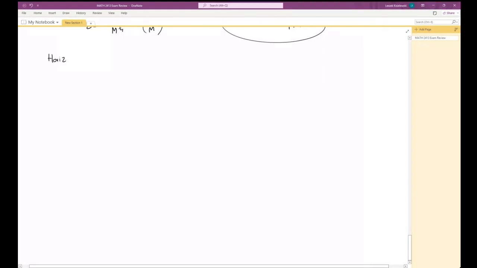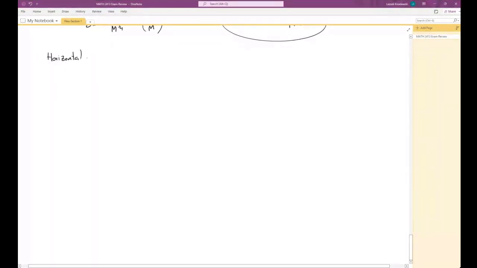All right, horizontal asymptotes. The note from the coordinator of 2413 said it's only through section 3.3. Right, so how many different horizontal asymptotes could a function have? 0, 1, or 2, right?